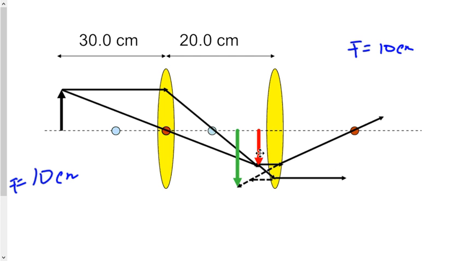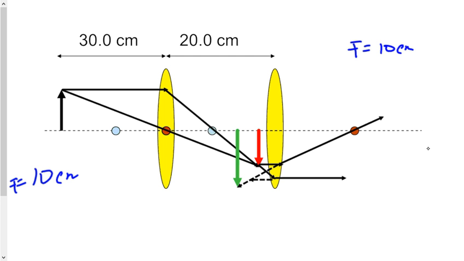Now what about our next lens? Well, this real image now becomes the object for the second lens. So even though it's an image, it could be treated as an object. So how do we deal with that? Let's take one ray parallel to it, and that's going to get refracted through the focal point. And let's take another light ray up, and that's going to be refracted parallel.